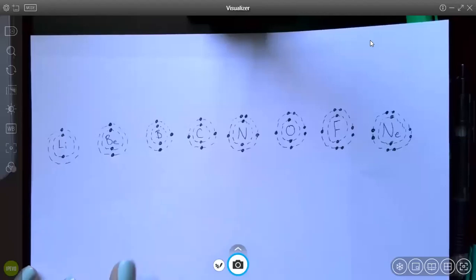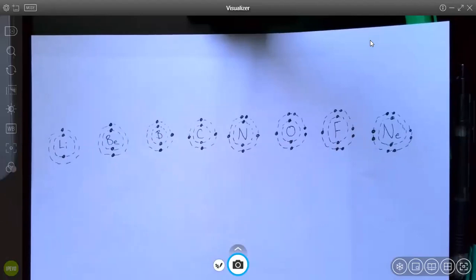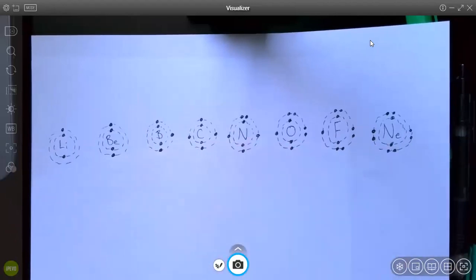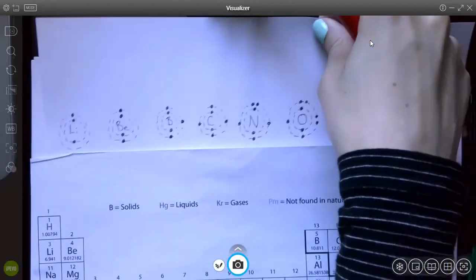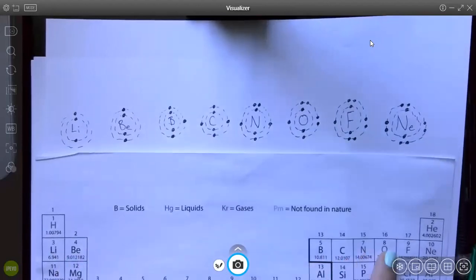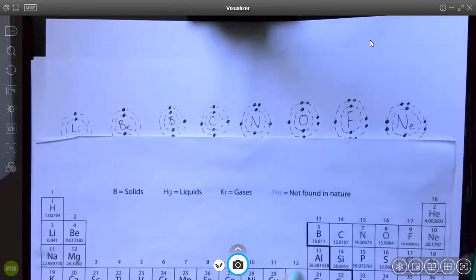Okay, so what I have here is elements going across the periodic table from left to right, representing essentially group 1, 2, 13, 14, 15, 16, 17, 18. So if we look on our periodic table, I've just gone across this row right here: lithium, beryllium, boron, carbon, nitrogen, oxygen, fluorine, and neon, skipping this little dropped down section here.